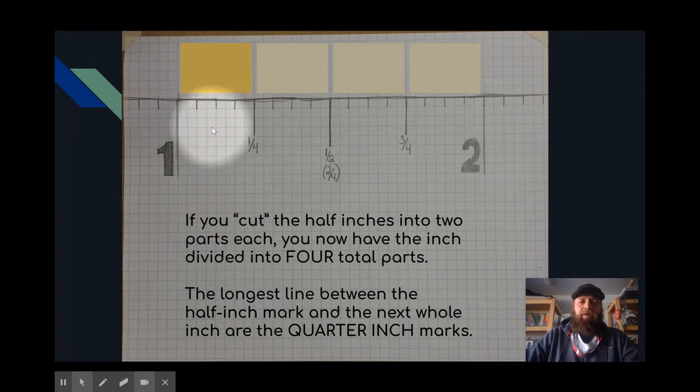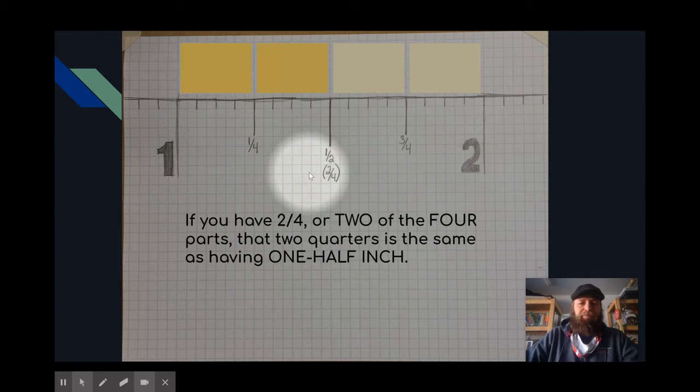We have 1/4, we have 2 quarters, but we don't call it 2 quarters because it's lining up with the biggest line. We call that 1/2. That's important to know. But 1/4, 2 quarters, 3 quarters is the one that lines up with the longest line between the 1/2 inch mark and the whole inch.